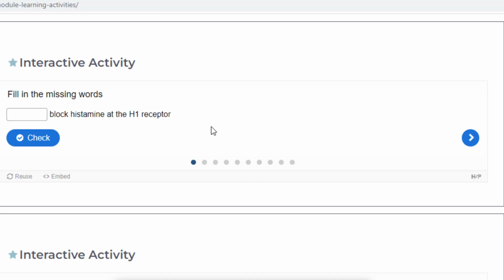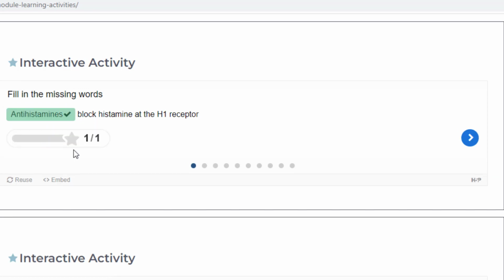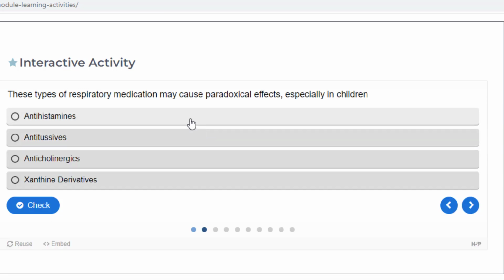Fill in the missing words. So blank block antihistamine at the H1 receptor. That would be an antihistamine, is what blocks histamine at the, well, it would be plural if you're going to use block as a verb. So we'll check antihistamines. Yep, those block histamine at the H1 receptor.